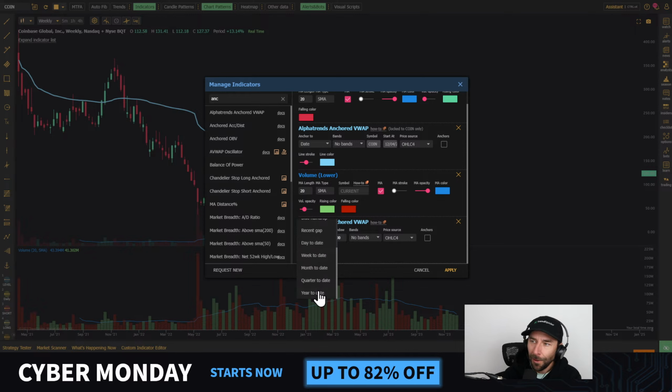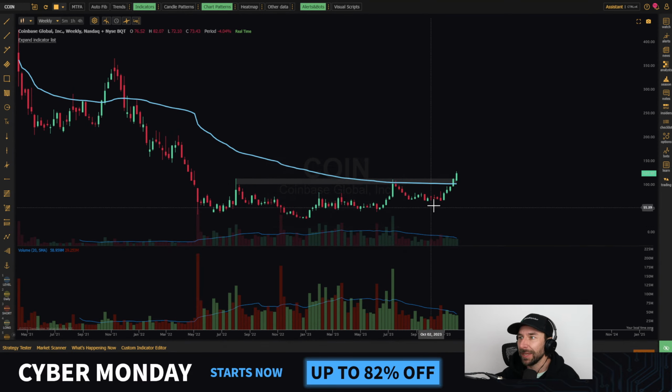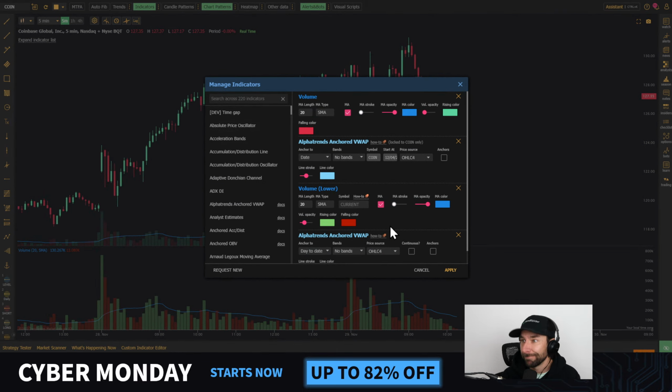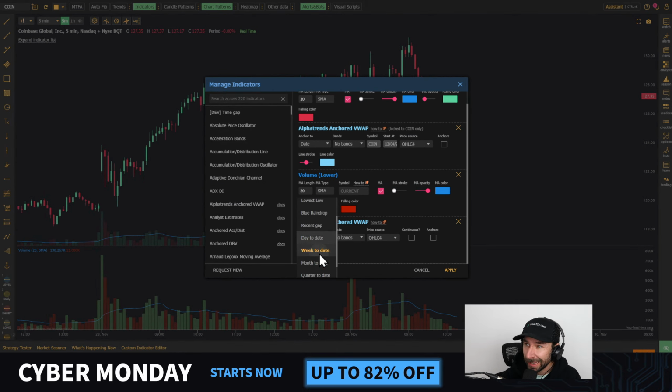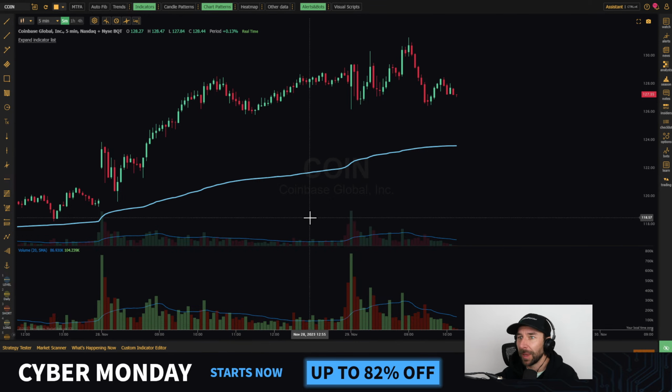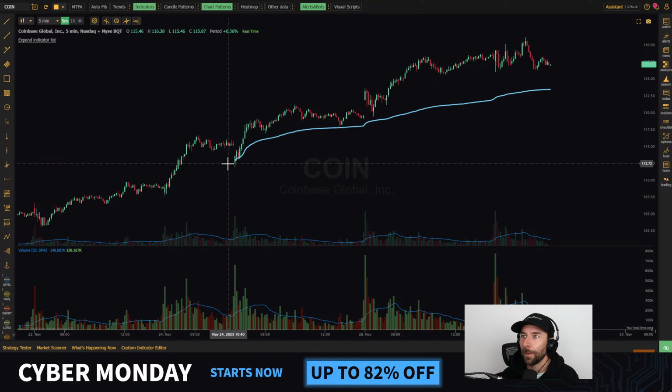For the day, week, month, quarter, and year to date options, these all jump based off of the time frame you select. If you select day to date, it's going to re-anchor every single day. You're only going to be able to see it intraday, and it re-anchors to the start of that new day. If you select week to date, it's going to re-anchor every Monday. If you select month to date, it's going to re-anchor every first of the month. That's just how those auto anchors work.